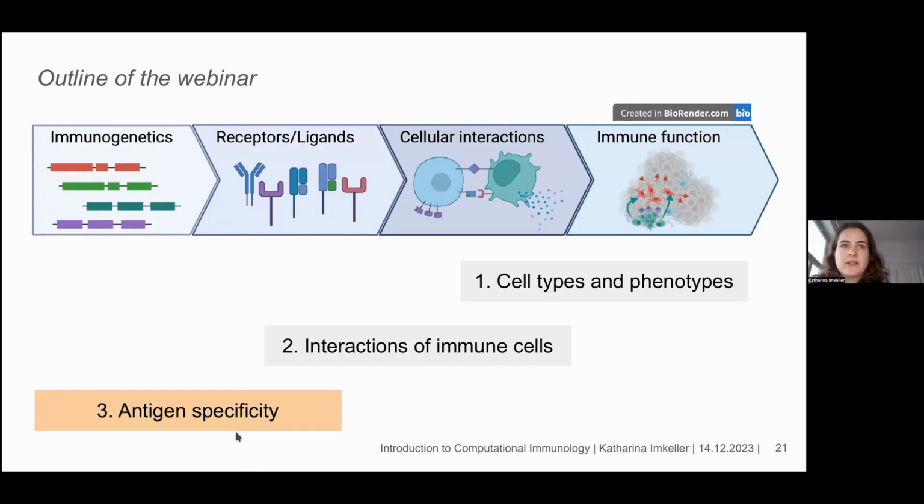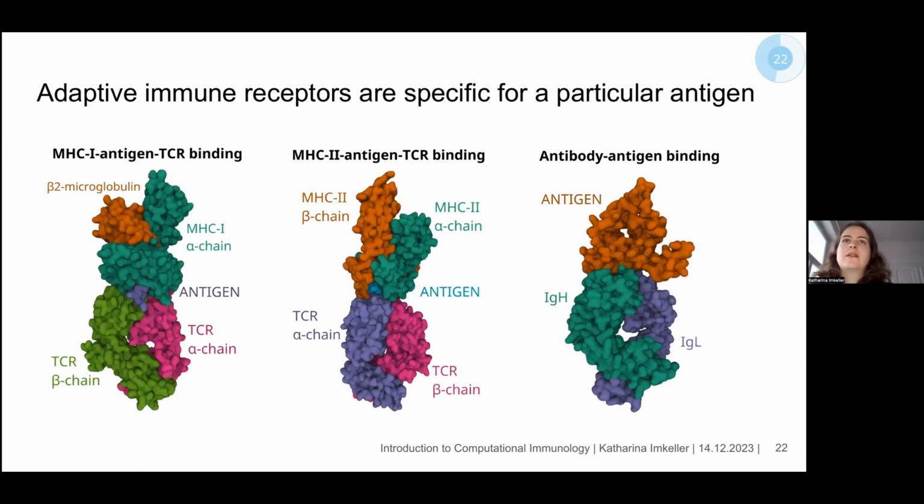And I would like to start this part with a picture of the molecules that mediate adaptive immune responses. These are the adaptive immune receptors, and the interactions shown here are specific for particular antigens.